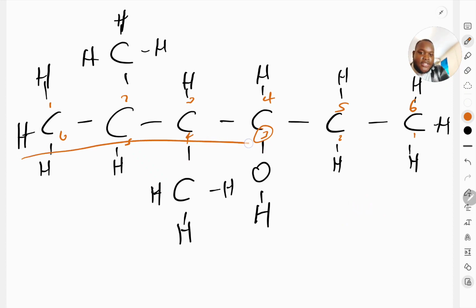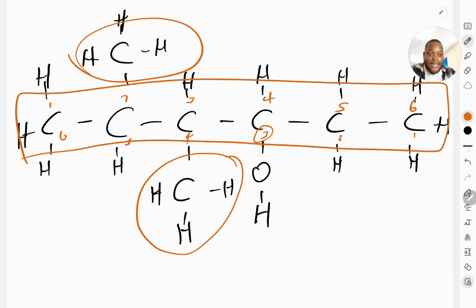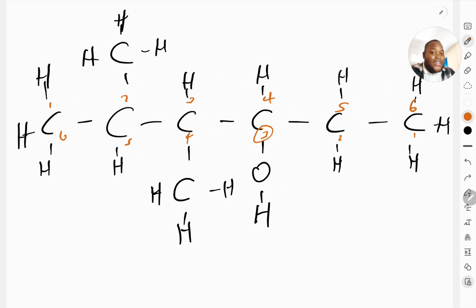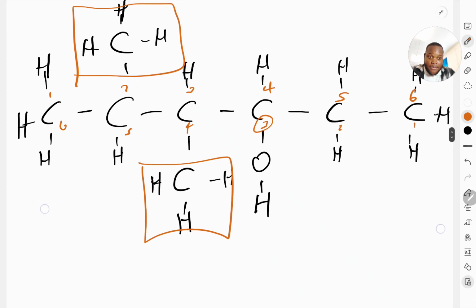Now that I have the direction of how to count, I have to now give the name. If I count like that, I have something which is left outside, which is this methyl group. I have another something which is left outside, which is that methyl group. So when I want to name, I have to account for whatever is left outside, those methyl groups. But now I have my longest chain. Let me start by writing my longest chain.